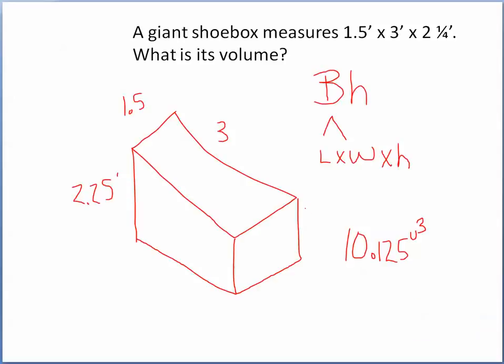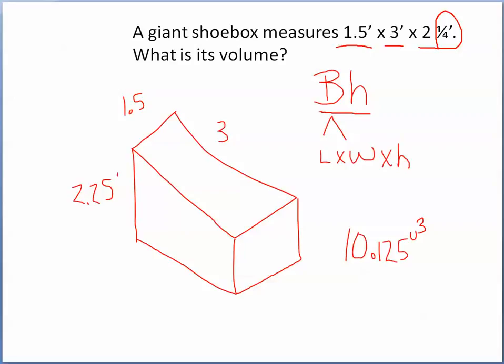First thing that I did was I drew a picture, and the tricky part here was that one of these was in decimals, one of them didn't have decimals or fractions connected to it, and the other one was in fractions. So I converted this 2 1/4 to 0.25. Then I simply looked at what's the formula for finding the volume of something like this? Well, it's big B times H.